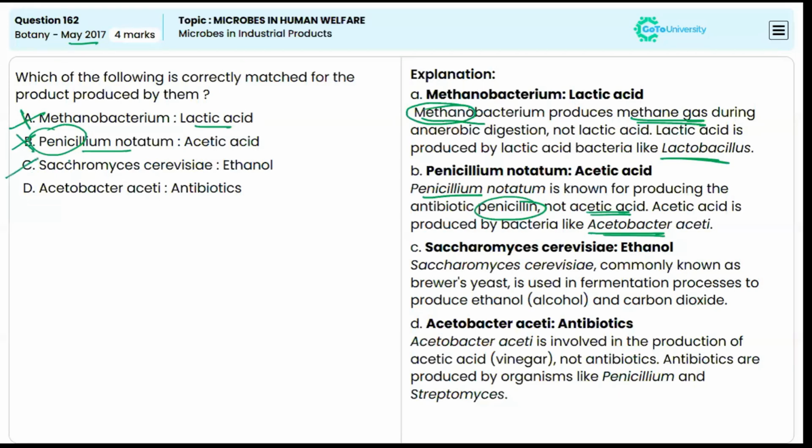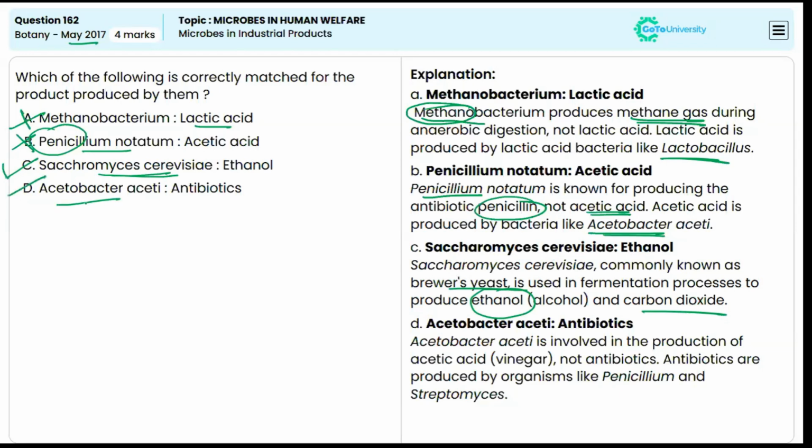Moving to option C, Saccharomyces cerevisiae. It is a yeast which carries out ethanol fermentation or alcoholic fermentation. They are known as brewer's yeast, which is used in the fermentation process that produces ethanol or alcohol and carbon dioxide. That means it is a correct match. So option C is the correct answer.